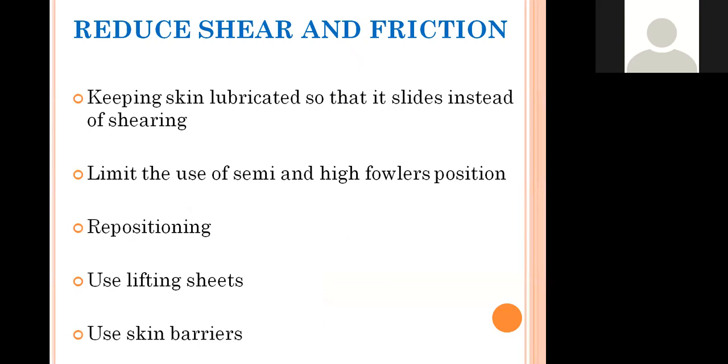So we also need to reduce shear and friction by keeping the skin lubricated so that it slides instead of shearing, and limit the use of semi and high Fowler's position. This is to prevent patients slipping down in bed, which may create a shearing force between the patient's buttock and the mattress. But if it is desired for us to place the patient in semi or high Fowler's position, what we can do is place a pillow underneath the patient's knee so that it will provide support and prevent the patient from slipping down in bed.